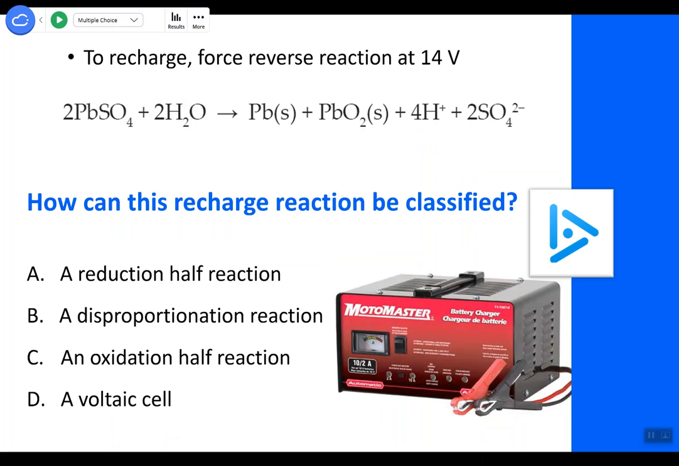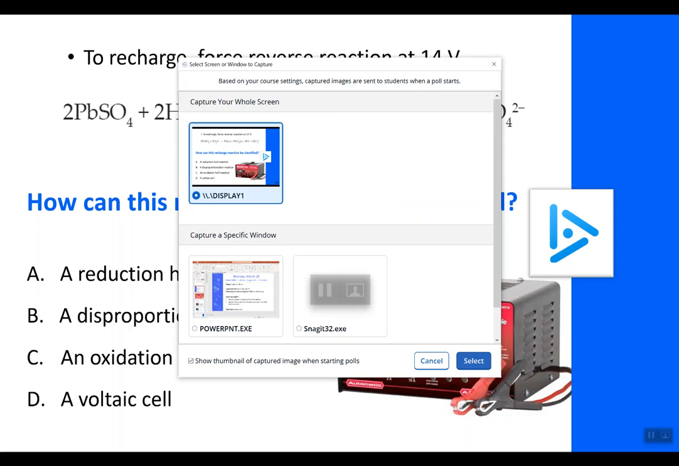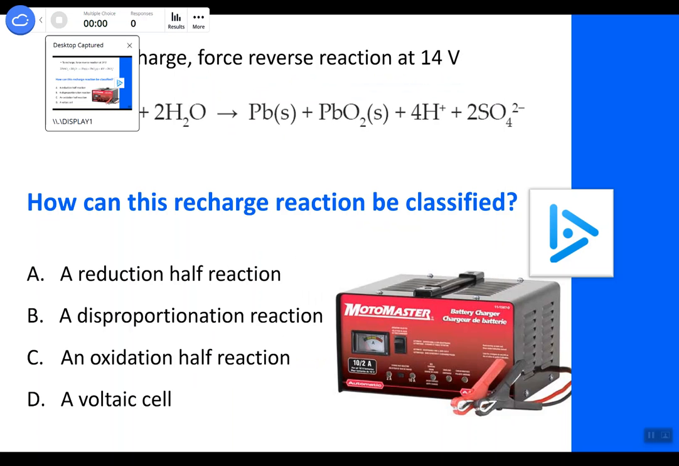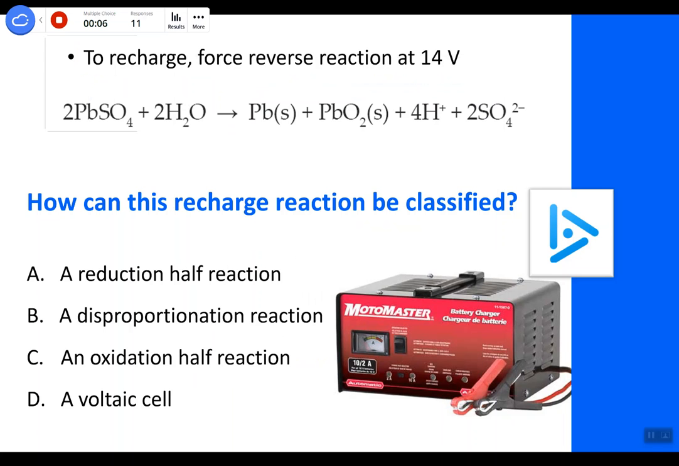So my question for you is, based on this reverse reaction, how can we classify this reaction? This is what happens when we recharge the battery. So log into iClicker and submit your answer. Compare your answer with the person beside you for about 30 seconds.